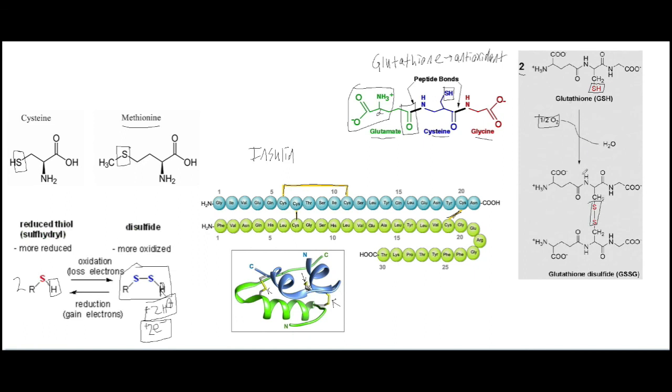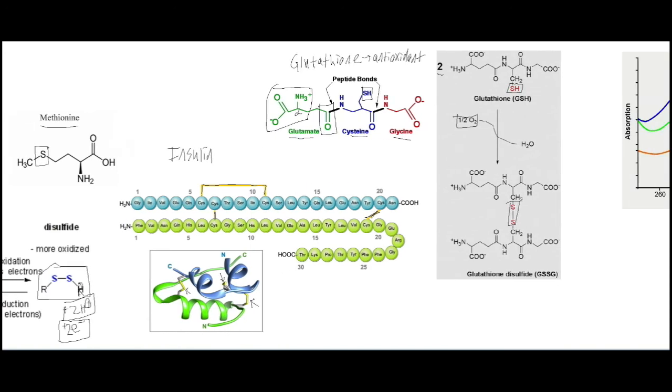And doing this reaction is actually how it performs its antioxidant function. By oxidizing this sulfur to make a disulfide bond, it's taking the electrons from this oxidative species, and this shows it as oxygen, but it could be other reactive oxygen species, and so it's oxidizing itself and thereby reducing the reactive oxygen species.